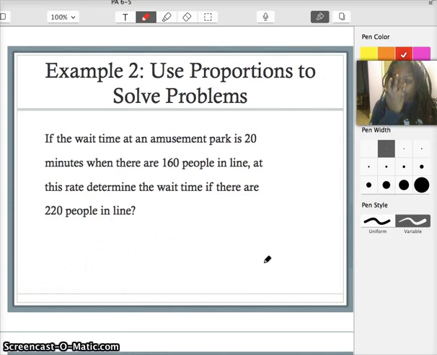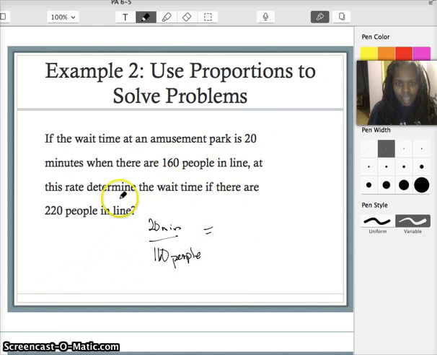If we take a look at example 2, we're going to use proportions to solve problems here. So if the wait time at an amusement park is 20 minutes when there are 160 people in line, at this rate, determine what the wait time is if there are 220 people in line. So this problem is not giving us a proportion to solve. It is asking us to set up a proportion, then solve it. So what we need to do is really just keep organized. And so I see that it's 20 minutes when there's 160 people.